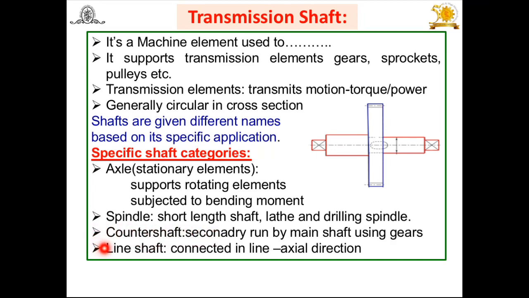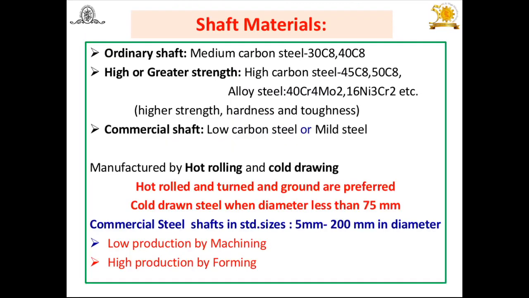Then another one is the line shaft. Line shaft is connected in a line in axial direction, on which different pulleys are mounted, and through these pulleys different machines are run. It's like a group drive, but nowadays group drives are replaced by individual drives. And why is this shaft known as a transmission shaft? Because it transmits motion, power and torque. That's why the name is given transmission shaft.